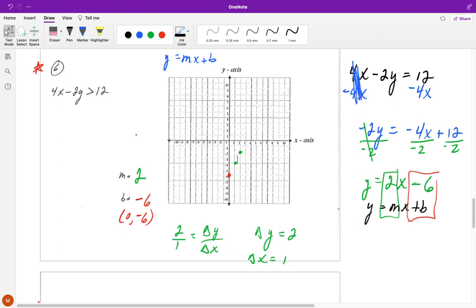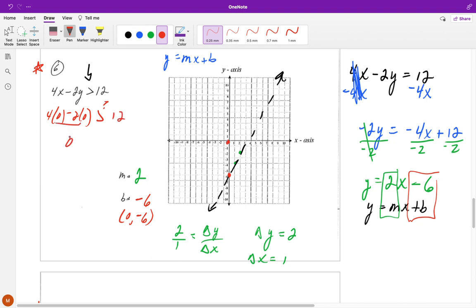Once I plot those points, this is where I'm going to always go back to my inequality in the original problem. This is greater than, so I know it's going to be a dotted line. Once again, you'll use a straight edge, so your line will be better than mine here. And we're drawing it into two different regions. Now that (0, 0) does not fall on the line, that's the point that we're going to use. And 4 times 0 minus 2 times 0, is this greater than 12?